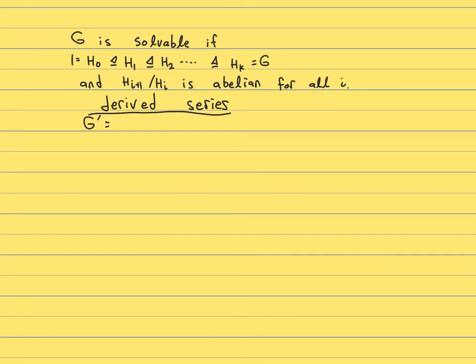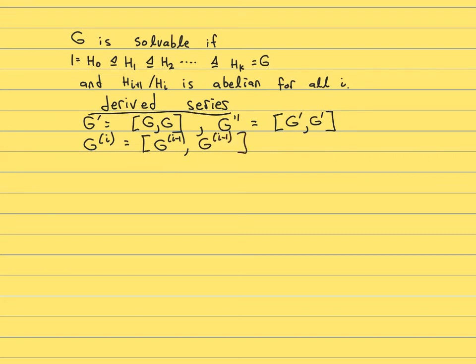G prime was defined to be the commutator subgroup generated by G with itself. G double prime is defined to be the commutator subgroup with G prime and G prime. And in general, the ith derivative is the commutator subgroup generated by taking the commutator of the two previous groups.